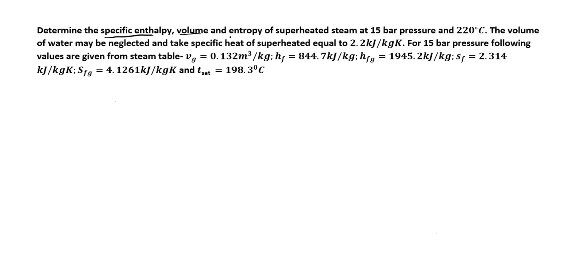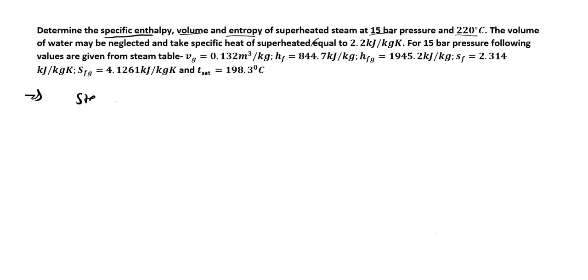Now we are going to solve this question where we are asked to calculate the specific enthalpy, volume, and entropy of the superheated steam at 15 bar and 220 degrees Celsius. The volume of water may be neglected, and the specific heat of superheated steam is equal to 2.2 kJ per kg K. So we'll first write the given data.